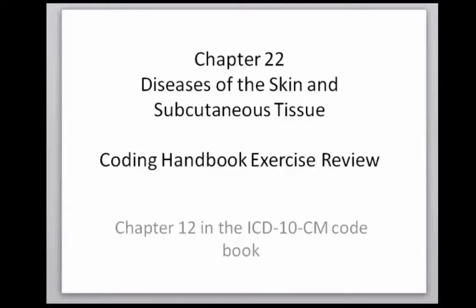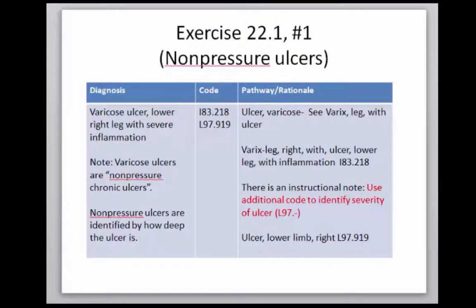Today we're going to talk about Chapter 22, the diseases of the skin and subcutaneous tissue, and this corresponds to Chapter 12 in the ICD-10-CM Codebook. From your reading, you've probably realized that ulcers are classified as either pressure or non-pressure ulcers. So, depending on whether they are pressure or non-pressure, they are identified different ways. The staging of an ulcer is usually related to the pressure ulcers, and the non-pressure ulcers are more identified by how deep they go.